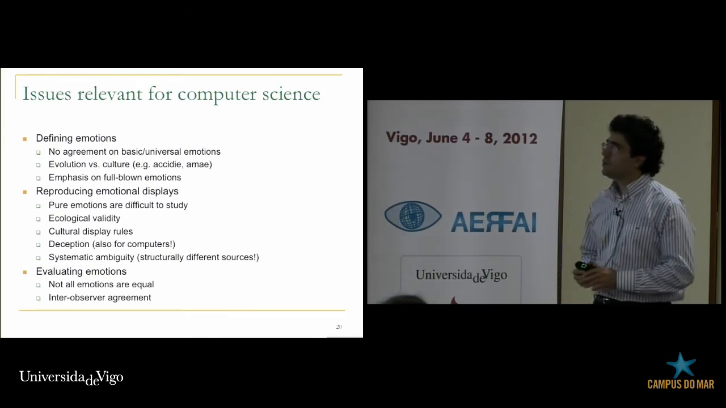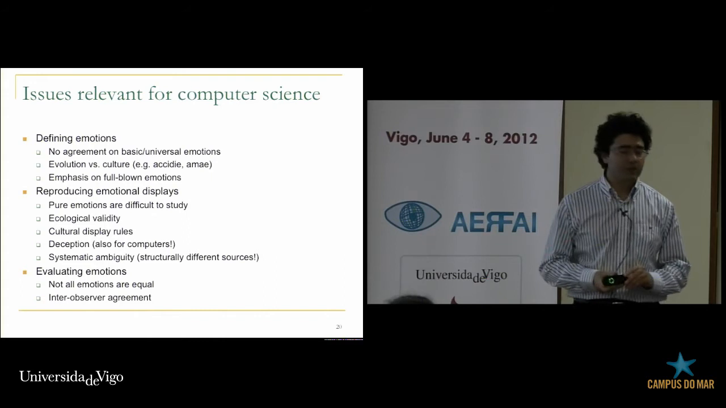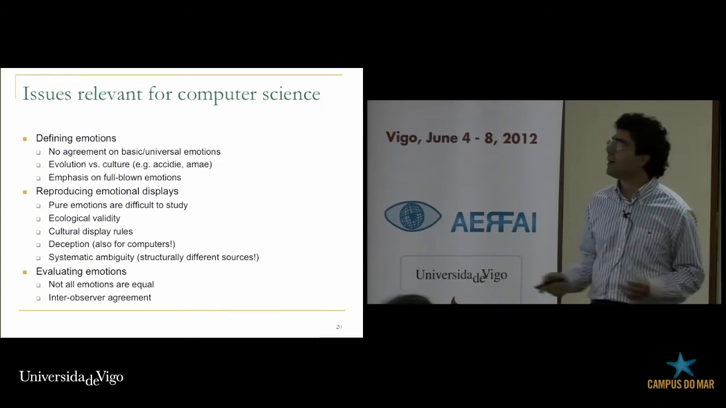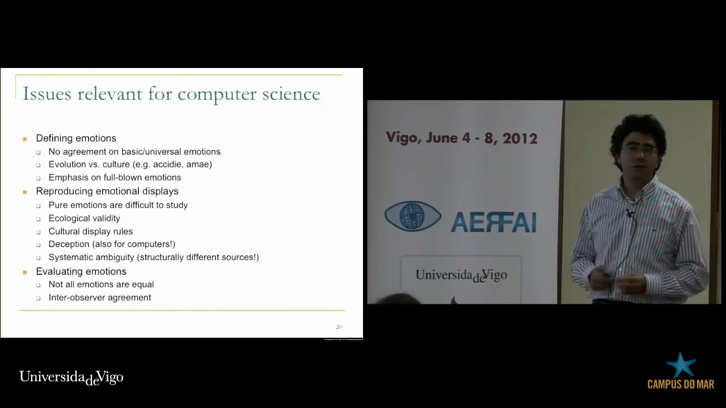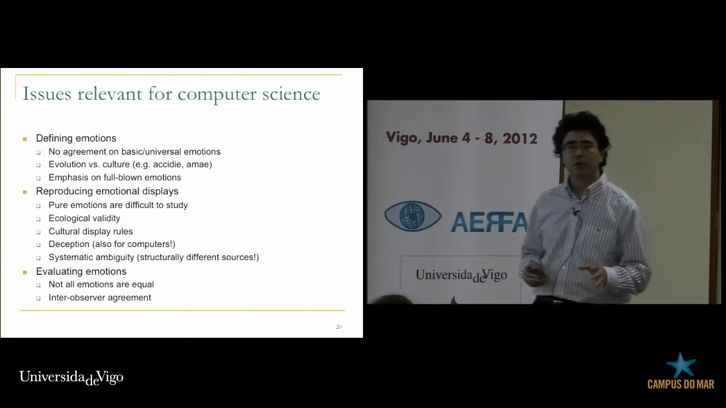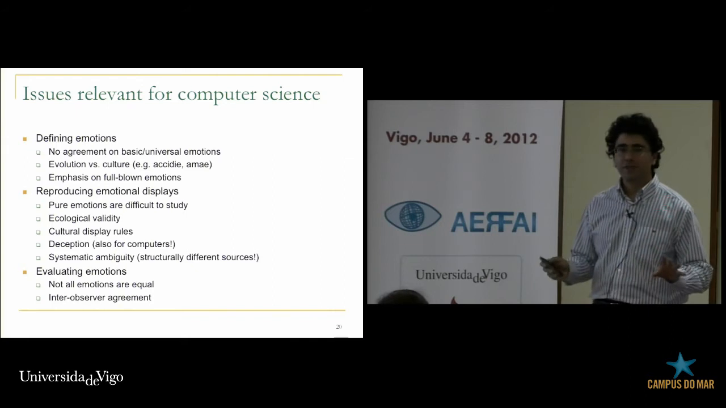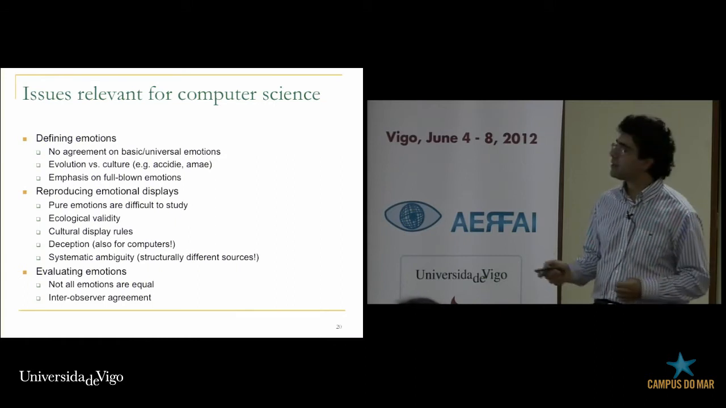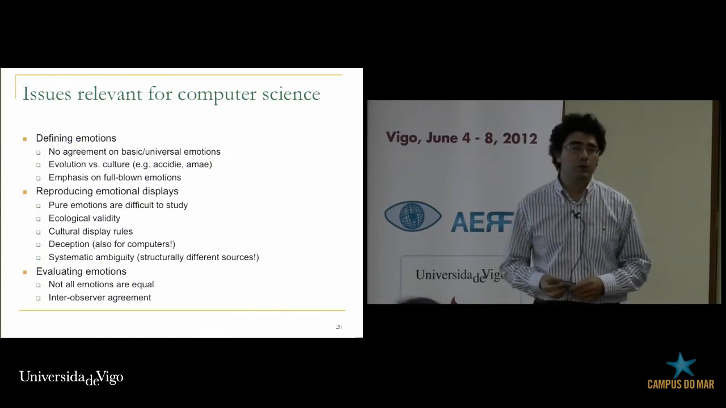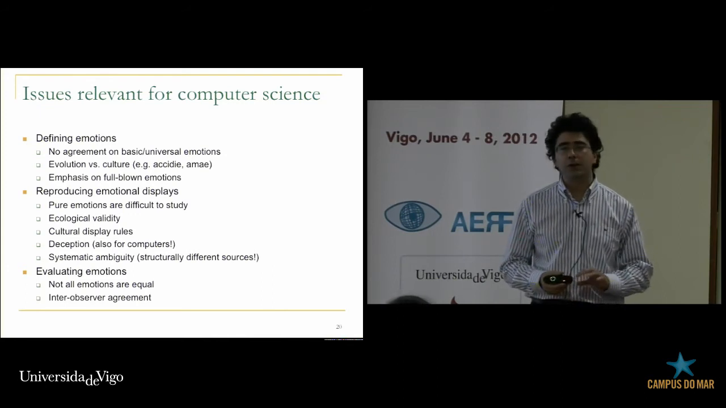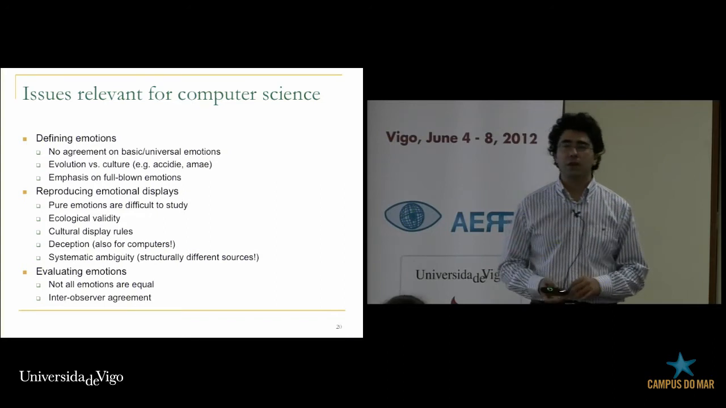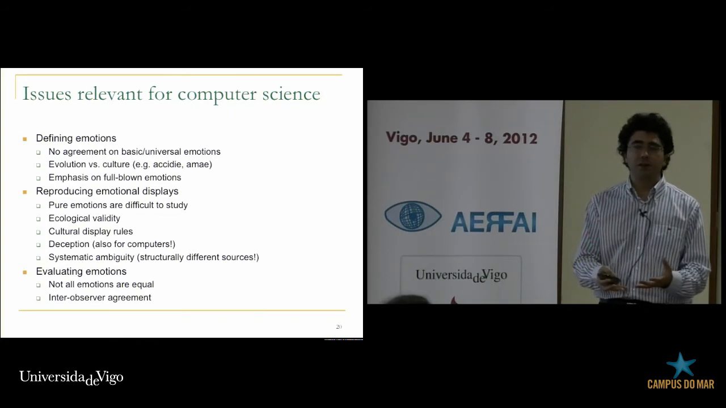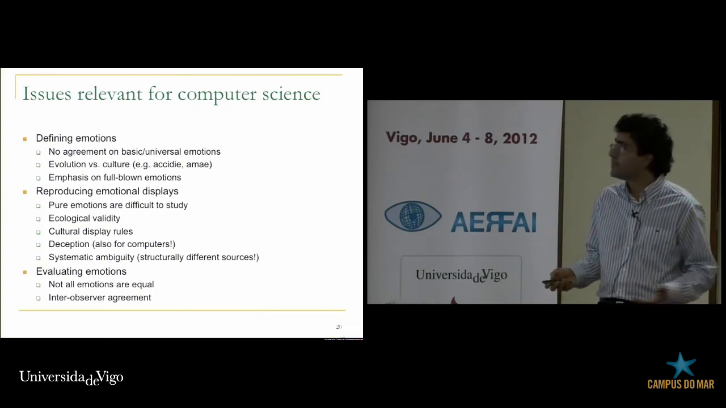So, to cut a long story short, what are the issues relevant for computer science? Well, we first need to define the emotions in order to be able to classify them. There is no agreement on basic universal emotions. We talked about the basic emotions a little bit in the previous talks, but there's still no consensus. There is evolution versus culture, cultural aspects, and the emphasis is always on full-blown emotions. Nobody tries to collect a database with half a smile, a little bit of fearful, because usually you need the full-blown emotions so that the effect is emphasized, so that classification can actually succeed.